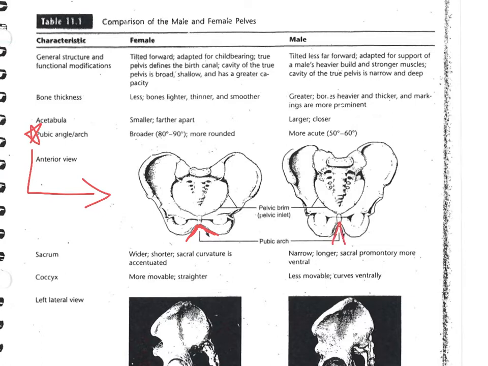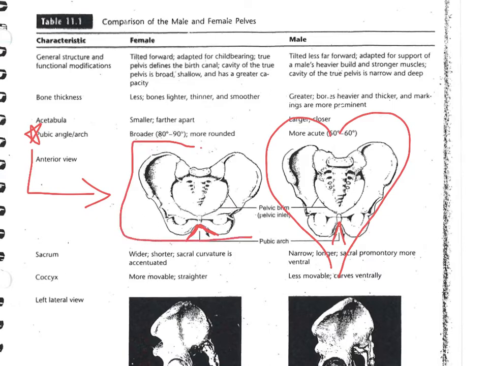And this follows through the general shape of the pelvis. The male pelvis is taller and narrower, somewhat heart-shaped, whereas the female pelvis is wider and broader, more box shape, if you will.